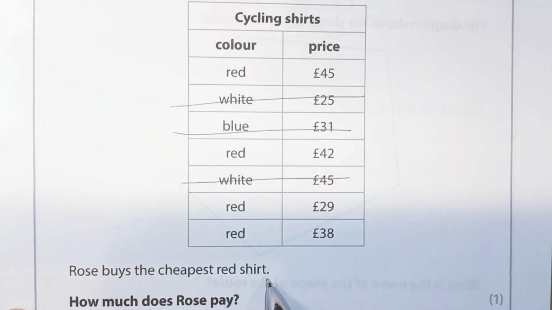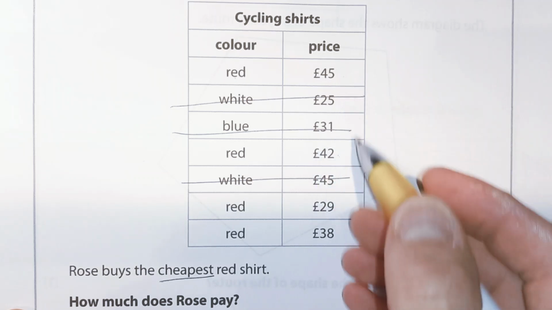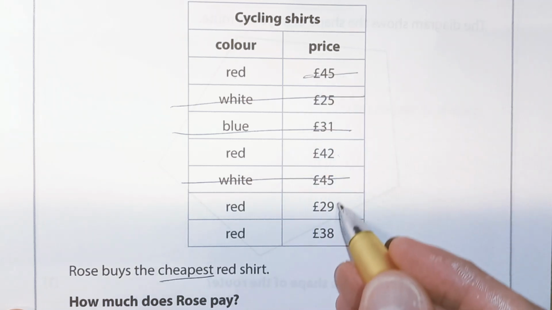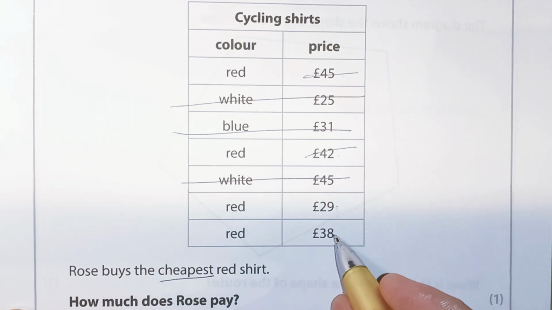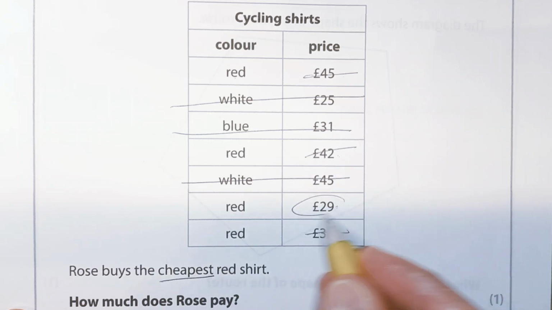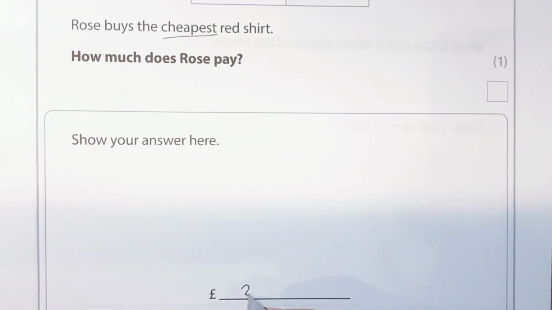The cheapest, we want the smallest number. Well, 45. 42 is less than 45. 29 is less than 42. And 38 is more. So we're going to stick with the 29. So how much does Rose pay? £29. And they've already put the pound sign in for us.